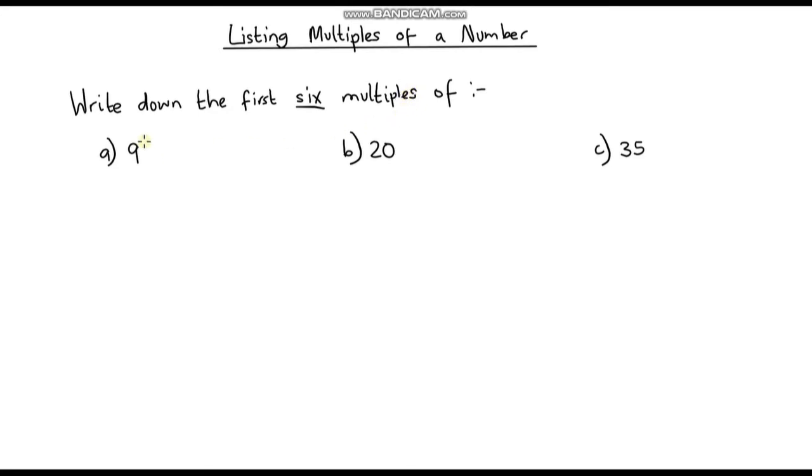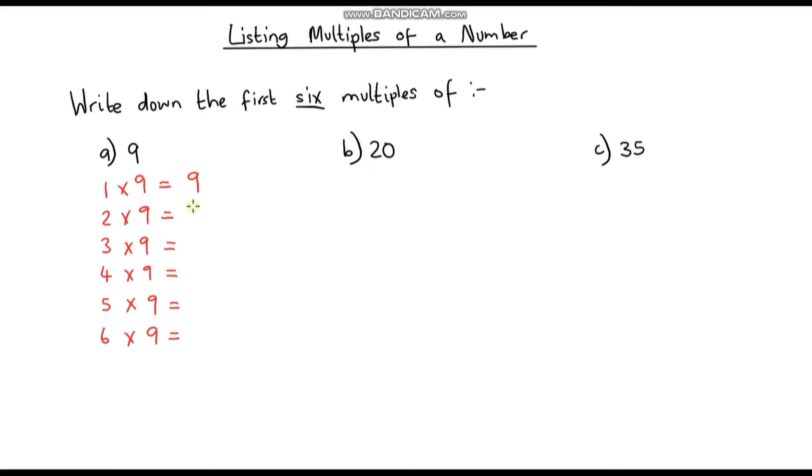So for example, if we start off writing down the first 6 multiples of 9, well that's just going to be the 9 times table. So the first multiple of 9 is going to be 1 times 9, and we know that 1 times 9 is 9. So the first 6 multiples, we're just going to do 2 times 9, 3 times 9, 4 times 9, 5 times 9 and 6 times 9. It is just the 9 times table. And this is where knowing your times tables comes in very handy indeed.